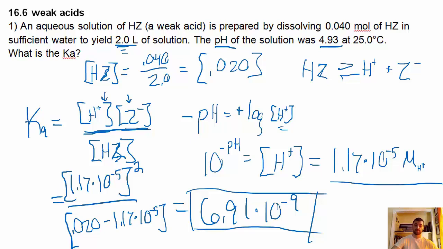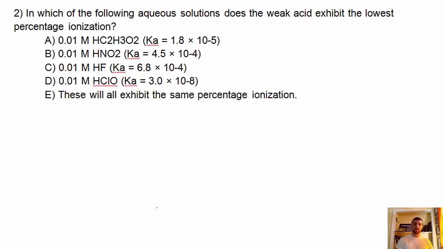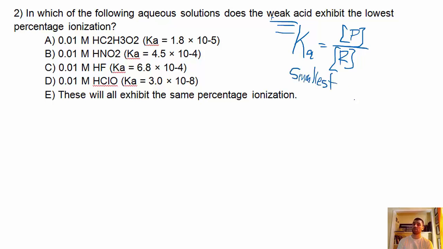Number 2. In which of the following aqueous solutions does the weak acid exhibit the lowest percent ionization? We can figure this out indirectly. Lowest percent ionization: remember Ka is essentially the products over the reactants. If we're talking about the weakest acid, the one that ionizes the least, we want the smallest Ka. We have 10 to the minus 5, minus 4, minus 4, minus 8. The ones we can eliminate are the bigger ones.